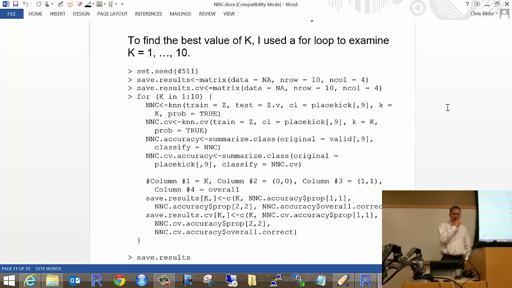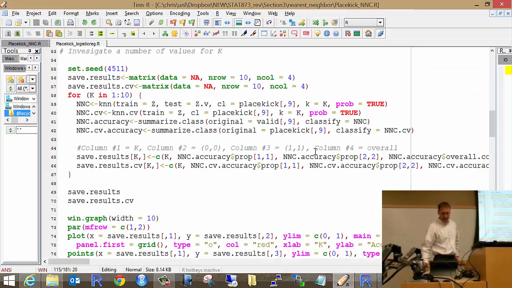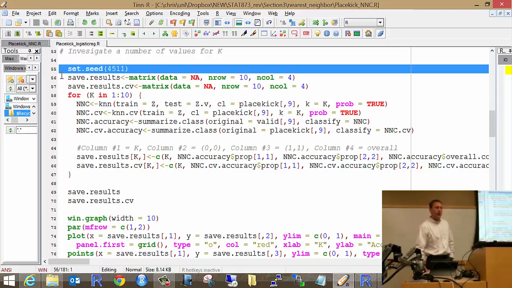To do this, the easiest way is to use a for loop. We talked about for loops in this class before, and this is what it looks like. Let me actually go over here to 10. So the first thing I'm going to do is set a seed. Remember, you should always set a seed before you apply k nearest neighbor methods, because of how ties are handled, some randomly selected populations might be chosen. So to be able to reproduce your results, you should always choose a seed.